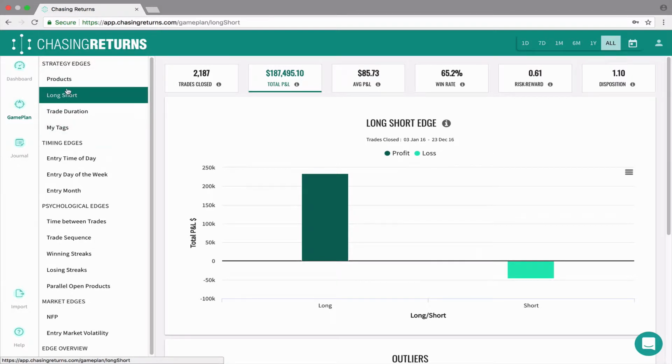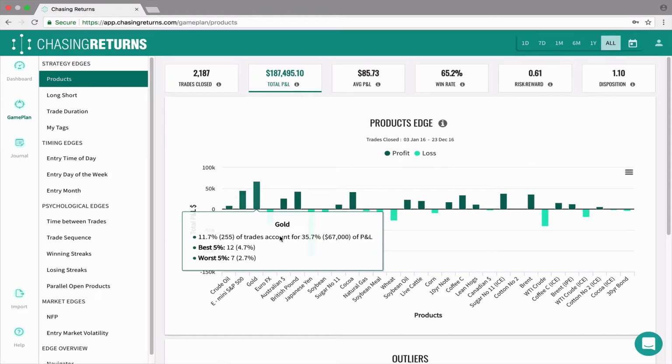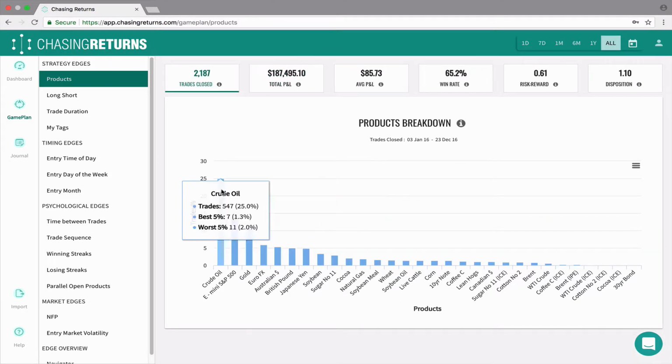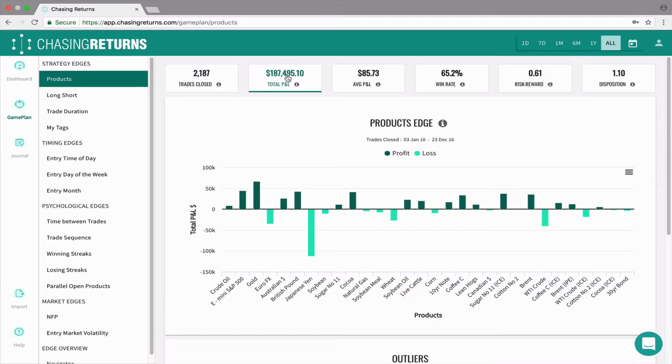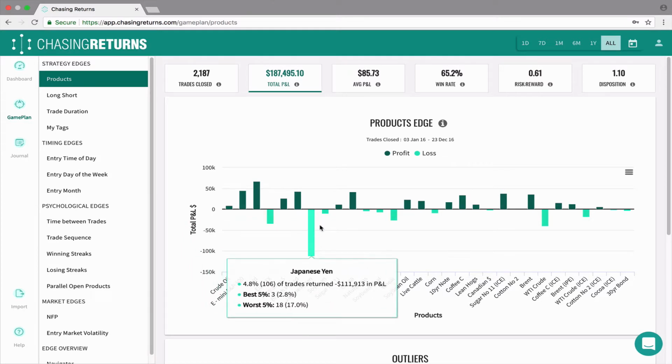And just going back to this menu here, I'm going to very quickly go through a couple of the others. So I'm starting from the top. Product is taking all the products he trades. On this chart, going back to here, this is the one he trades most often, crude oil. So we print them left to right. Here we see that even though he trades crude oil 25% of the time, it's actually only accounting for 5% of his profits, right? And he's got many products that lose him money, specifically the Japanese yen here, right? 5% of his trades, but we can see very large losses, okay?